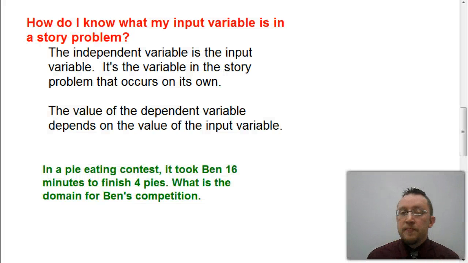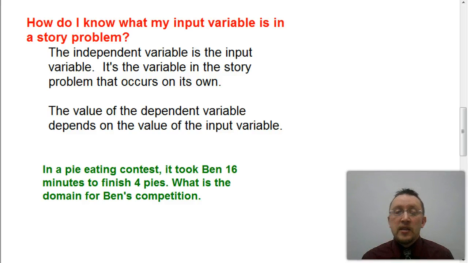So here's an example. Here we have a pie eating contest where it took Ben 16 minutes to finish 4 pies. We want to figure out what's the domain for Ben's competition here. Well, in order to figure out what the domain is going to be, I've got to figure out, between the two values I have, it took him 16 minutes to eat those 4 pies. Well, out of those two, one of them is going to be my independent variable and one of them is going to be my dependent variable.